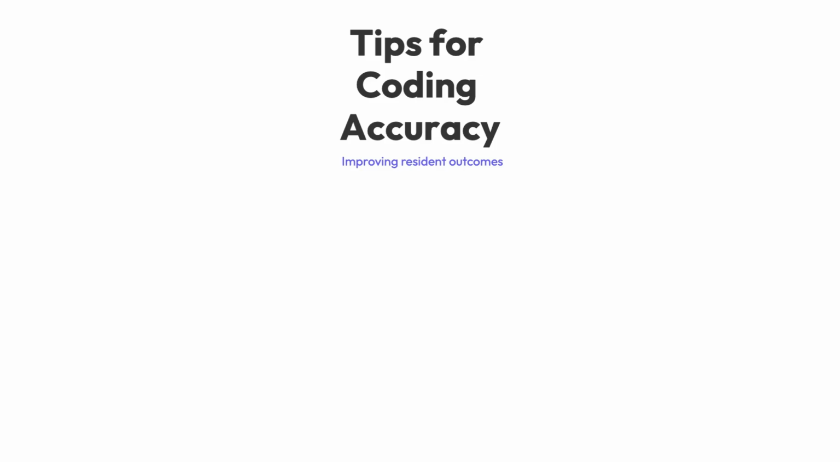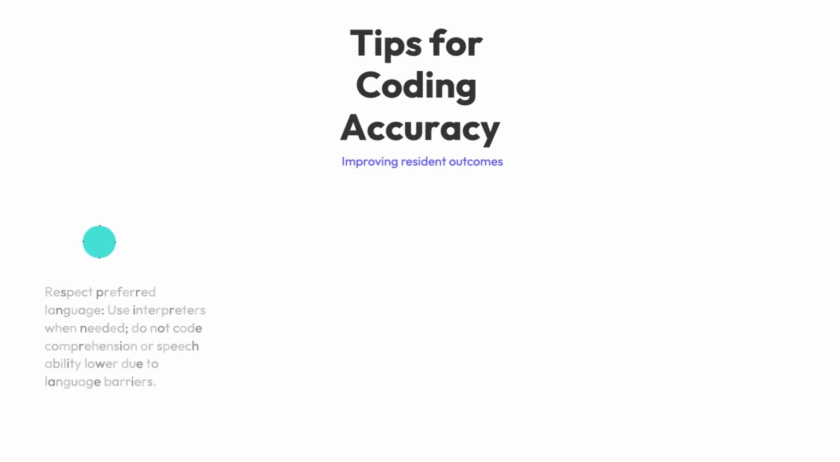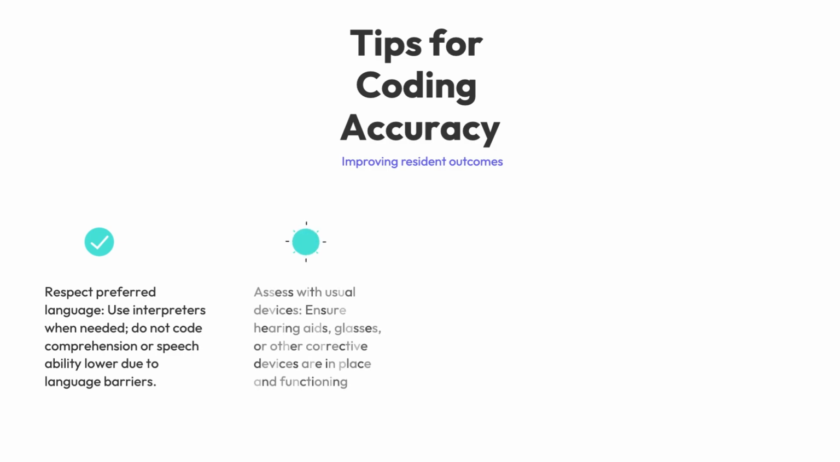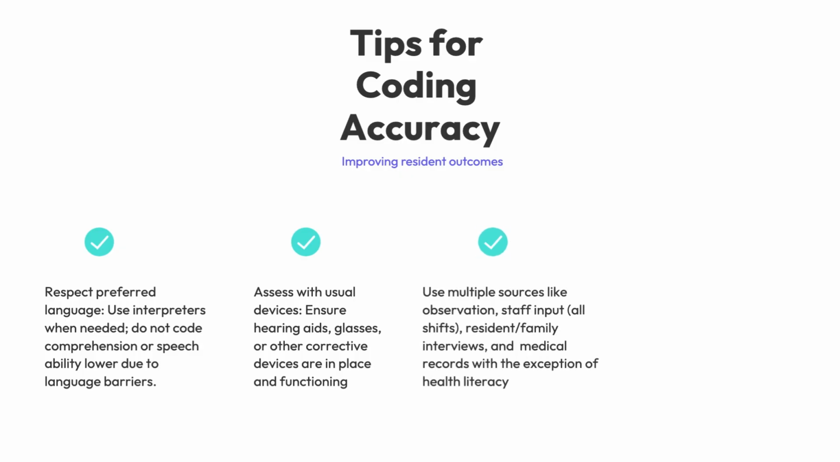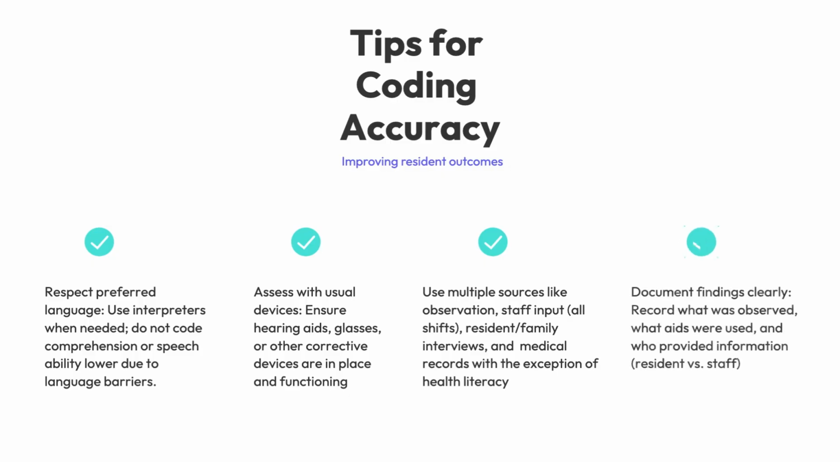Here are a few tips to consider to help improve coding accuracy. Utilize the resident's preferred language. Use interpreters when needed, and do not code comprehension or speech ability lower due to language barriers. Assess with usual devices. Ensure hearing aids, glasses, or other corrective devices are in place and functioning. With the exception of health literacy, utilize multiple sources of information like observation, staff input, resident and family interviews, and medical records. And lastly, document findings clearly by recording what was observed, what aids were used, and who provided information.